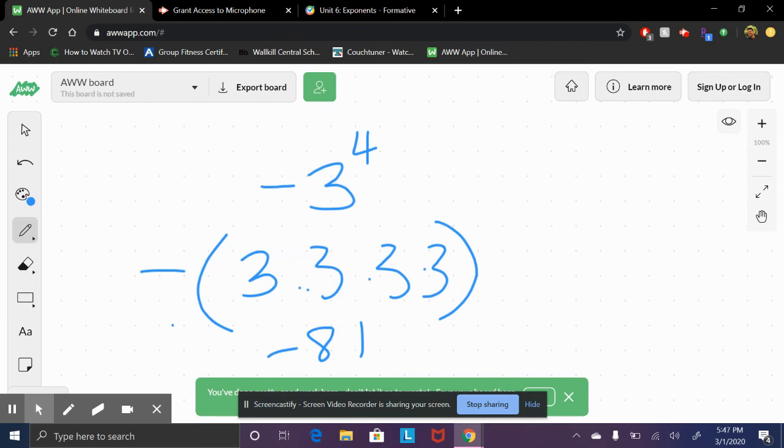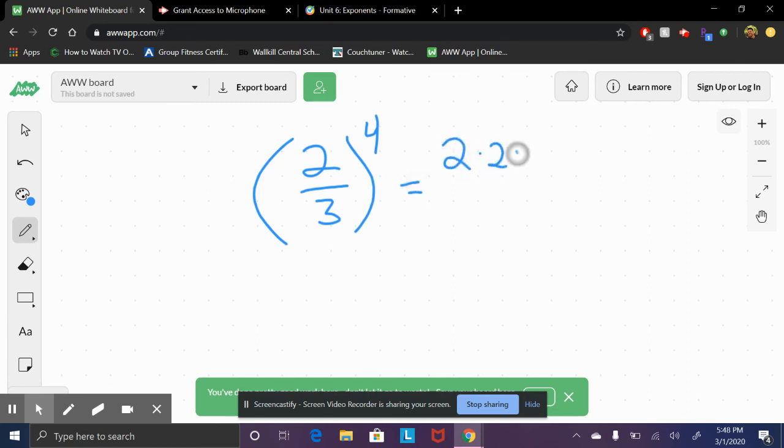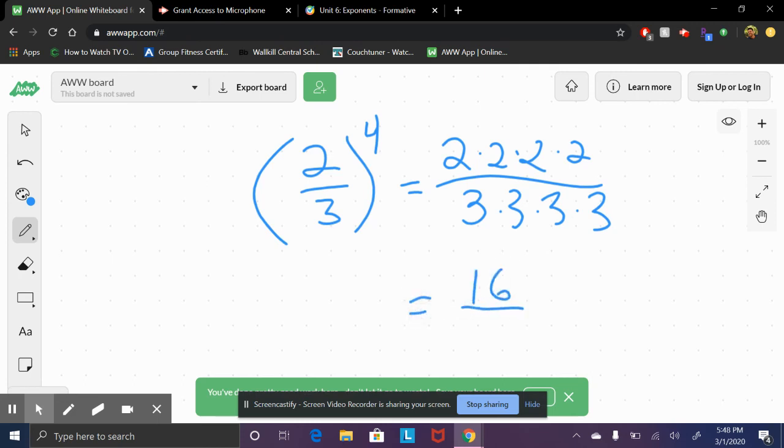Fractions, you would do the same thing. So with fractions, let's do 2 thirds to the 4th power. That means you're just applying the exponent to the numerator and the denominator. So it's actually 2 times 2 times 2 times 2 over 3 times 3 times 3 times 3, which is 16 over 81. And then just make sure you reduce at the end.